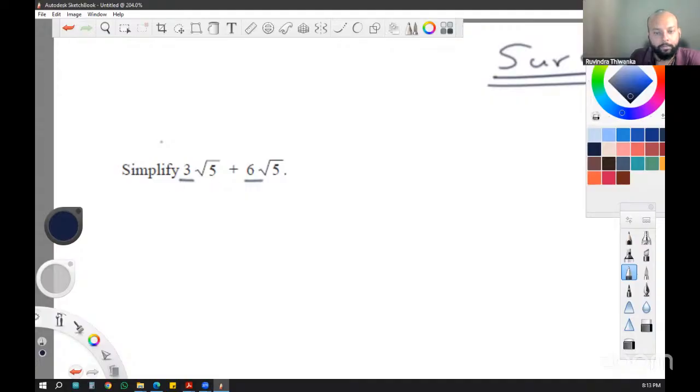So we can keep this as something called an entire surd. That means the whole thing is a surd. This is not an entire surd. What is an entire surd? An entire surd is something like this.